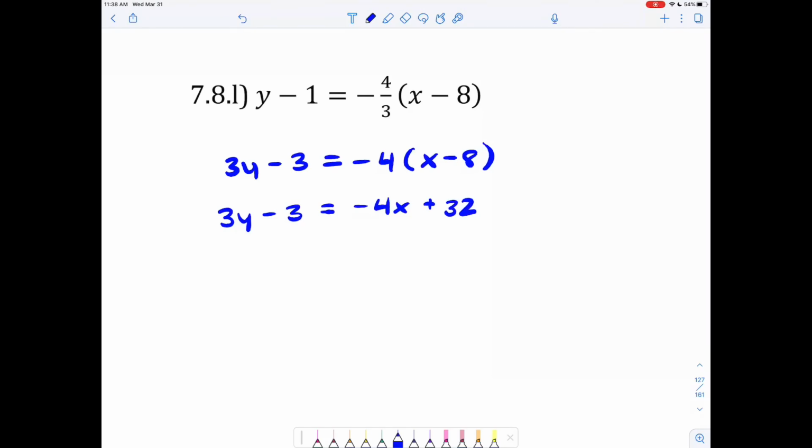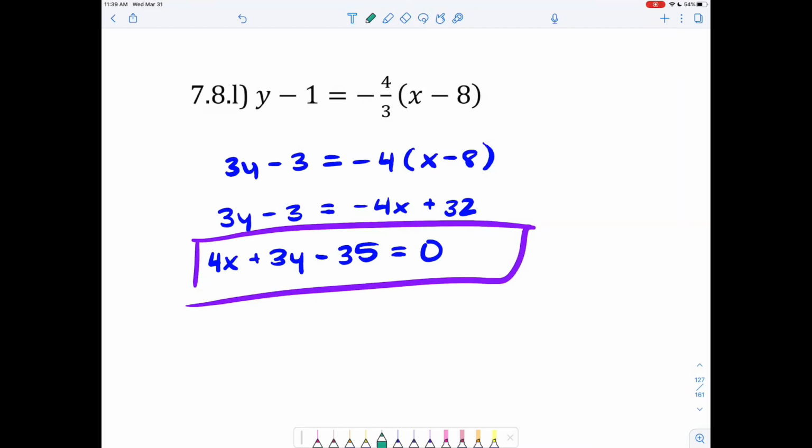And now I'm going to move everything to the left-hand side because I can see that my coefficient on my x is negative. So by moving everything over, I'm going to end up with a positive 4x, still maintain that positive 3y I have on my left side. Now I am subtracting 32 from both sides there, meaning I'm ending up with negative 35 equaling 0.